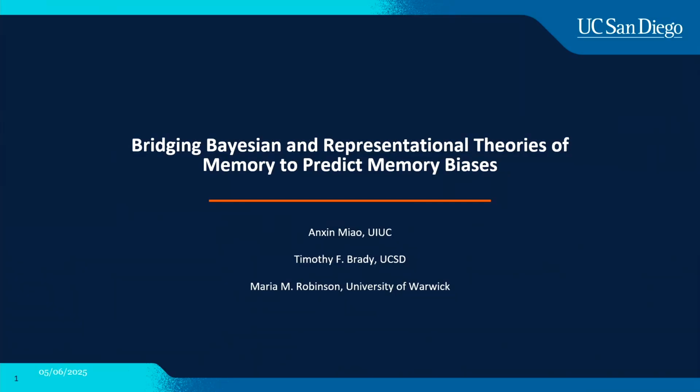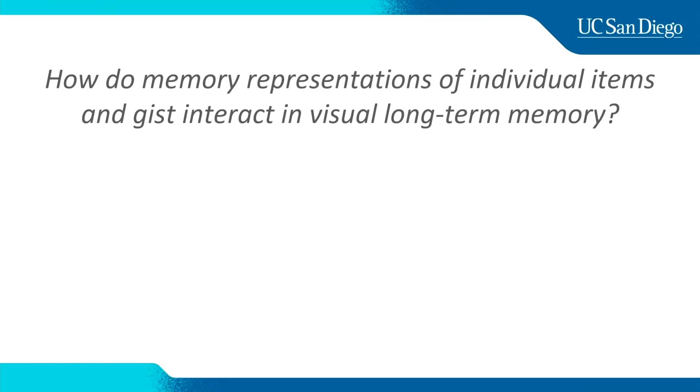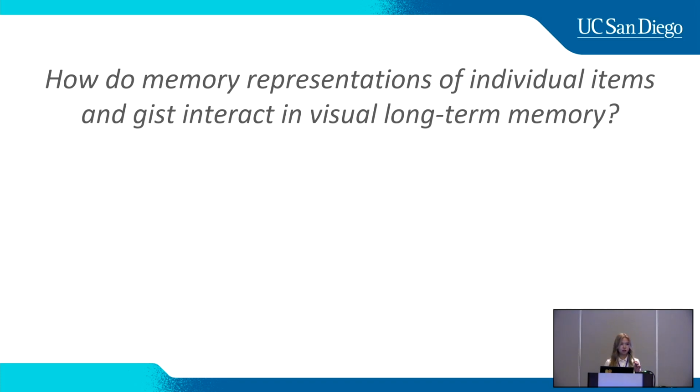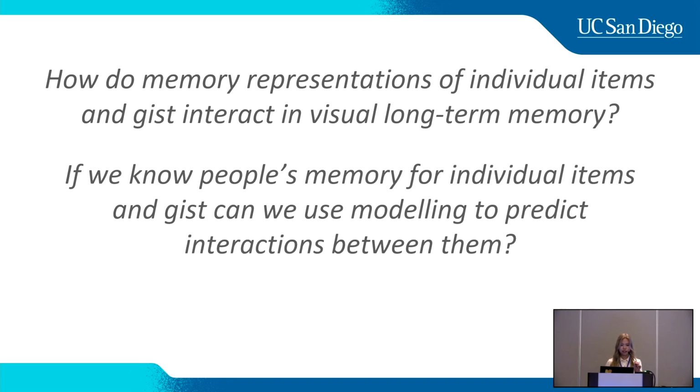I'd like to talk about my undergraduate thesis work today. Research on visual working memory has shown that memory representations of individual items can be influenced by higher-level gist. This raises an important question: does this effect also occur in visual long-term memory? And if so, how can we use a modeling approach to predict the interactions between memory for individual items and gist?